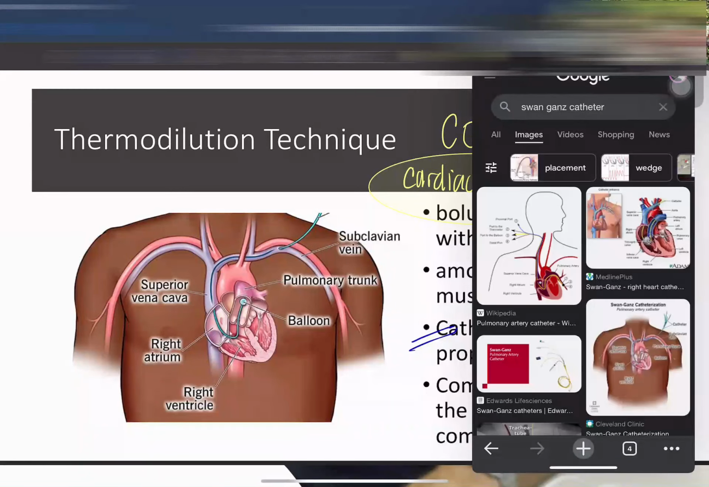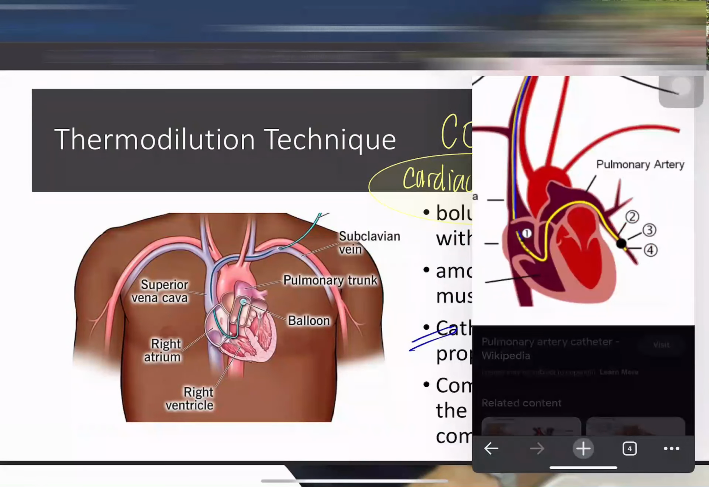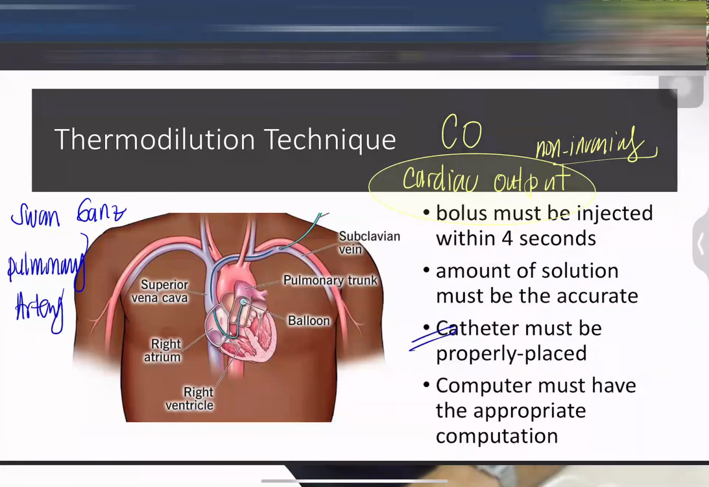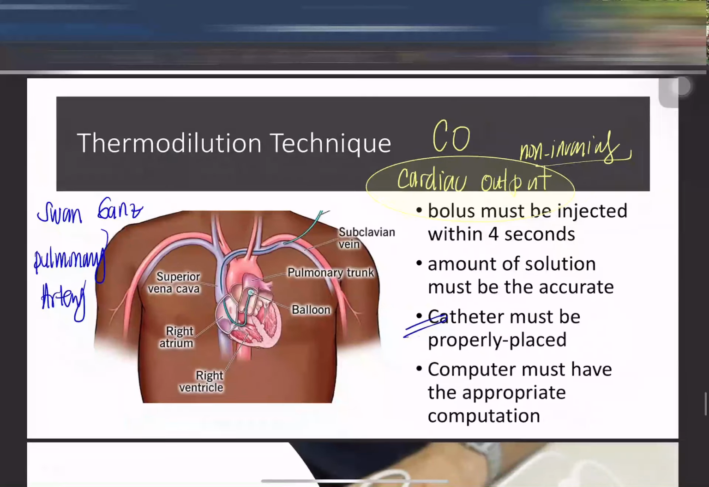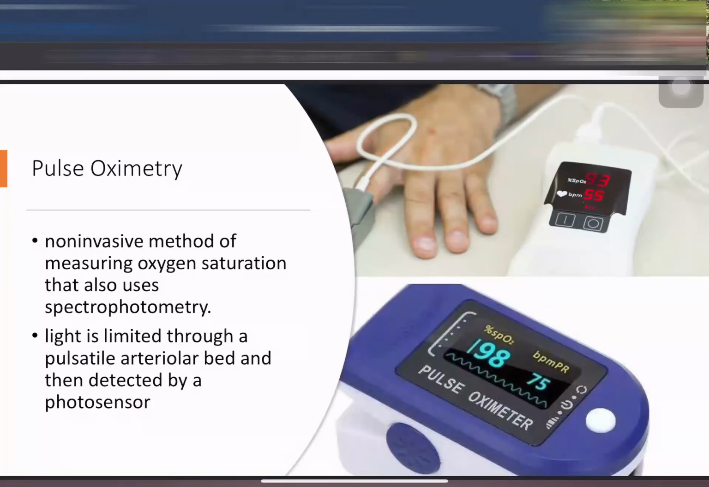So class, your Swan-Ganz catheter is a catheter that would actually end in your pulmonary artery. You write it down that you have your Swan-Ganz catheter. Your Swan-Ganz catheter class could monitor the pressure in your pulmonary artery. Okay, yan po yung purpose niya. So, yeah, after the administration of the solution that is used for thermodilution technique class, your Swan-Ganz catheter will be able to monitor the amount of fluid that passes through there. So in other words, the cardiac output of your patient. Now, most common in our practice is your pulse oximetry.